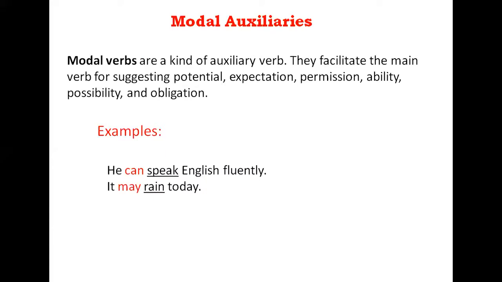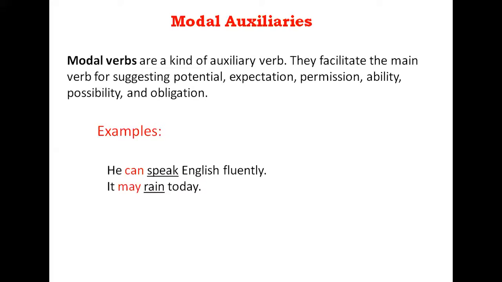We have examples like, he can speak English fluently. Here can is a modal verb and speak is a main verb. If we say, he speak English fluently, we are not using s or es, because without can, it is simple present indefinite tense. So grammatically, it will be wrong.